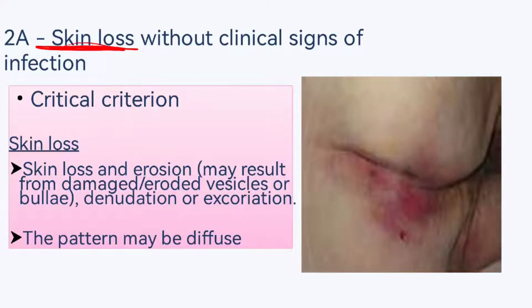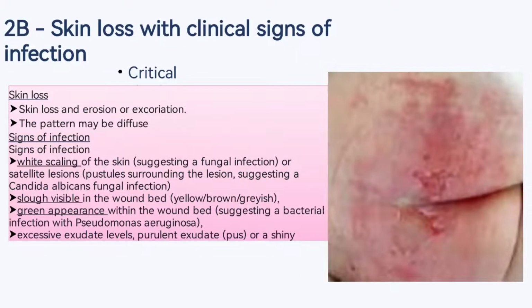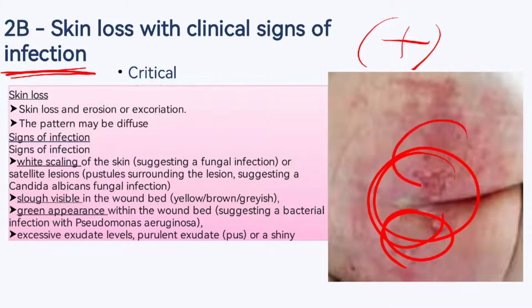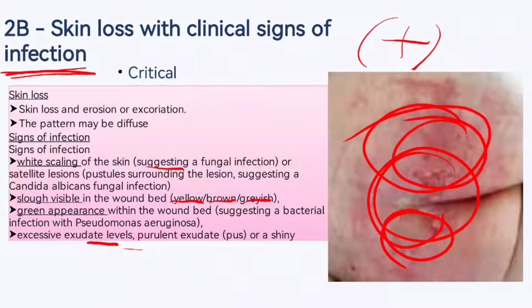Okay? Next, let's talk about 2A. In 2A, there is already a skin loss, but without clinical signs of infection. The area is already open. Open wound is exposed. Now here, 2B, there is a skin loss, and then there is a positive sign of infection. There is yellow already. Here you will see there is slough. Slough can be present. Pus can be present. There will be a white scaling, and slough may also be visible. Here, yellowish, brown, or grayish. So, okay? These are the 4 types of your IAD.